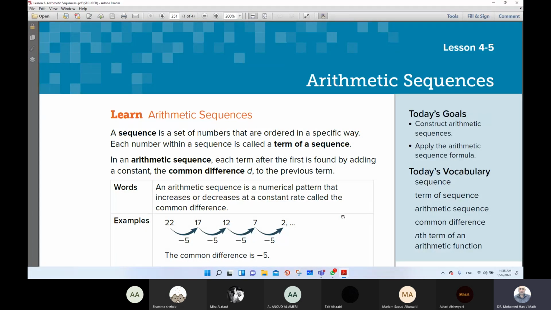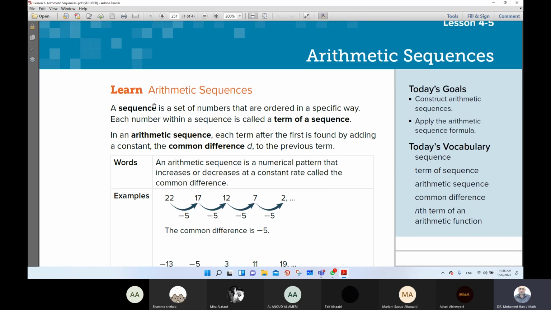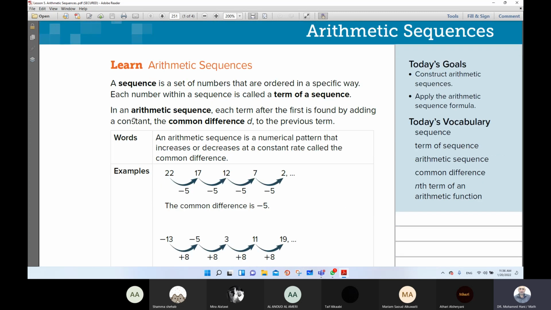Math grade 9 Algebra 1. We are in Module 4 Lesson 5, Arithmetic Sequences. In this lesson we want to learn arithmetic sequences. What's the meaning of a sequence? A sequence is a set of numbers that are ordered in a specific way.